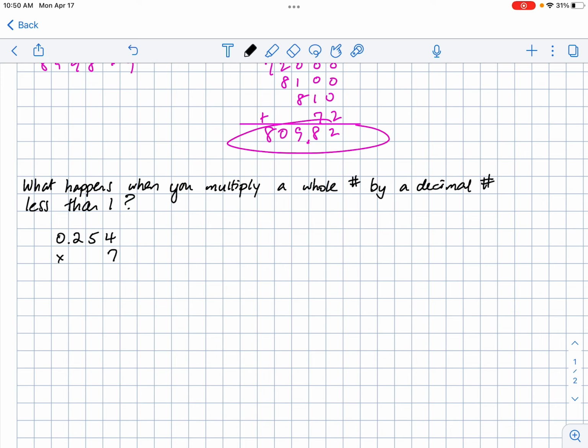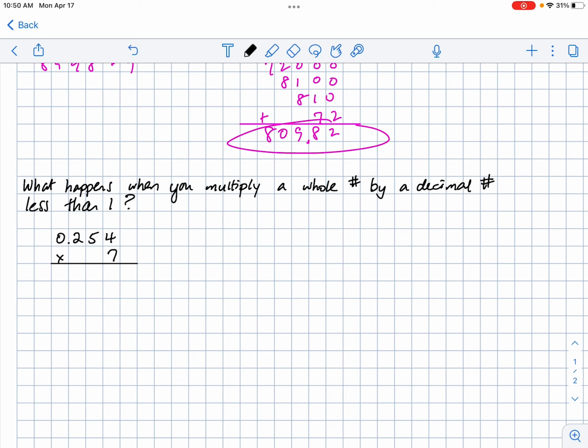Now, I always say to you estimate before you actually calculate, especially when you're multiplying with decimal numbers. But it's a little bit trickier to estimate. So I'm not always going to require you to estimate, only when you're multiplying a whole number by a decimal number that's less than 1. In all other cases, I always expect you to estimate. In these cases, it's a little bit more tricky, but there is a way to do it.